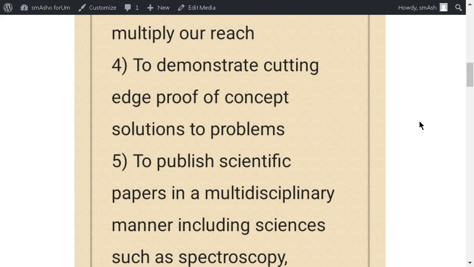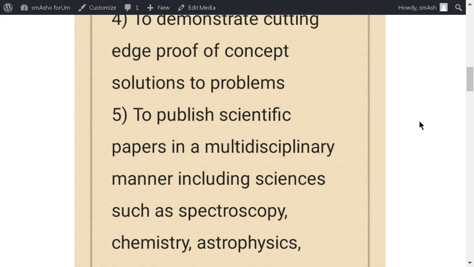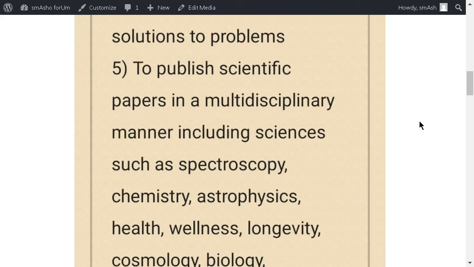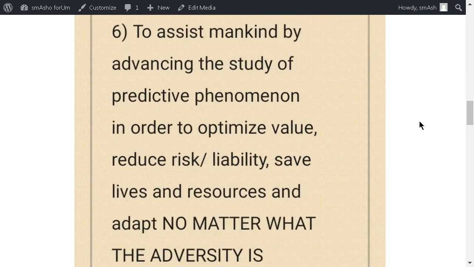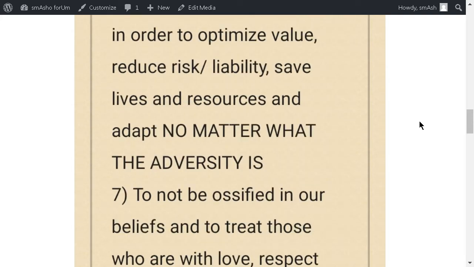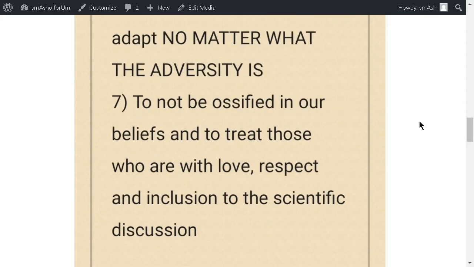Also to demonstrate cutting-edge proof-of-concept solutions to problems, to publish scientific papers in a multidisciplinary manner, to assist mankind by advancing the study of predictive phenomenon in order to optimize value and reduce risk and liability and save lives and resources and adapt no matter what the adversity is, and to not be ossified in our beliefs and to treat those who are with love, respect, and inclusion to the scientific discussion. That's the way science works, folks.